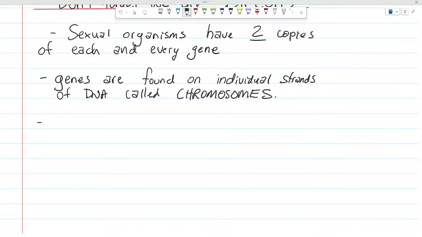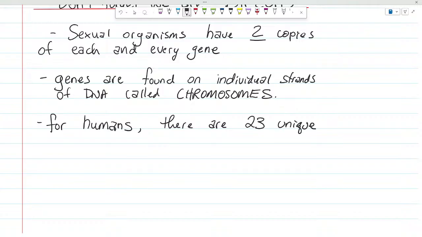So we'll speak here for humans, but be aware that it's a different number for different organisms. For humans, there are 23 unique chromosomes. Again, big asterisk, 24 if you count the Y chromosome, which for now we're going to ignore. The 23 unique, we're going to pretend we're all female for now, which we all start out female anyway, and then we'll get to that. So, for humans, the 23 unique chromosomes.